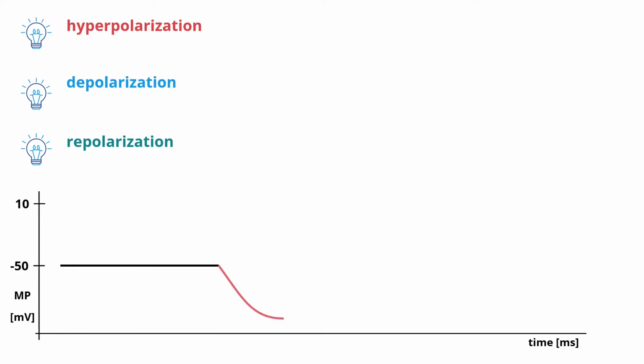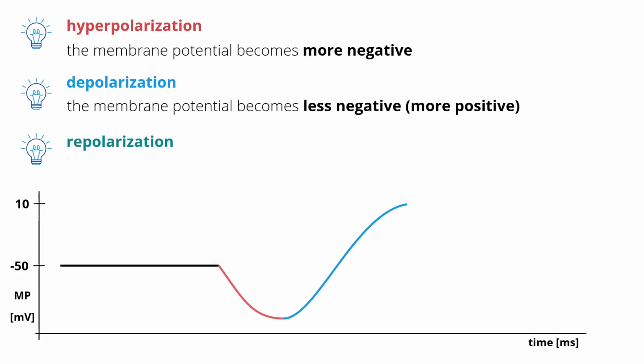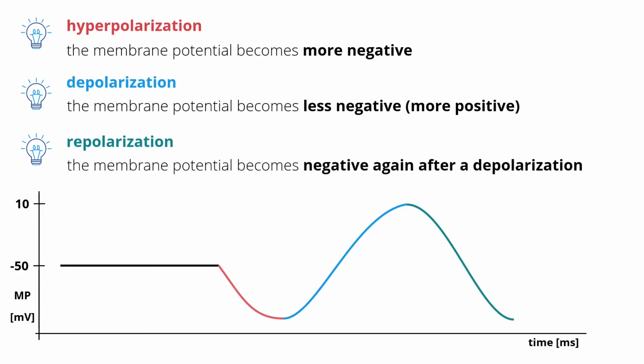This is called hyperpolarization. If it's the other way around, and the membrane potential becomes more positive, because there's, for example, sodium cations entering, then it's called depolarization. And finally, repolarization is when the membrane potential becomes negative again after a depolarization. And then again, hypothetically, if the membrane potential became more positive, that would be depolarization again, right?